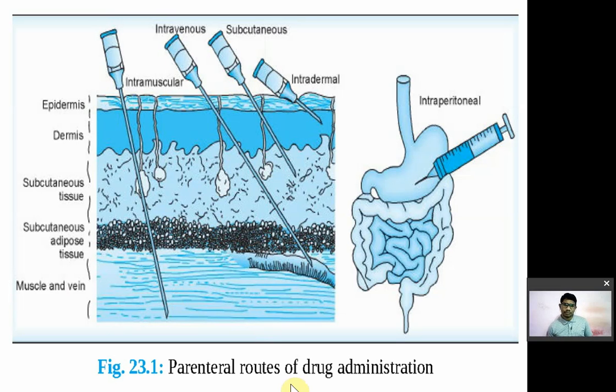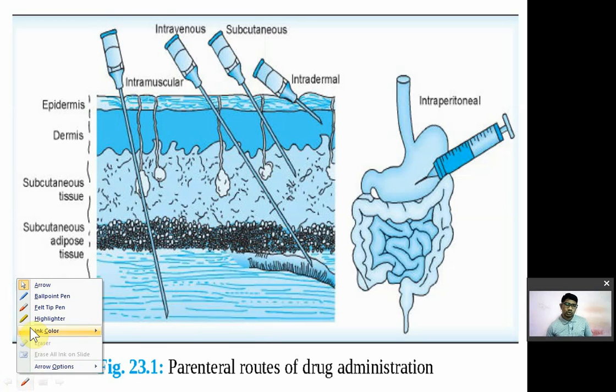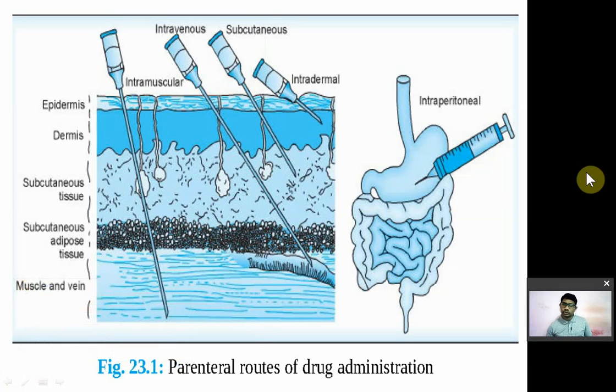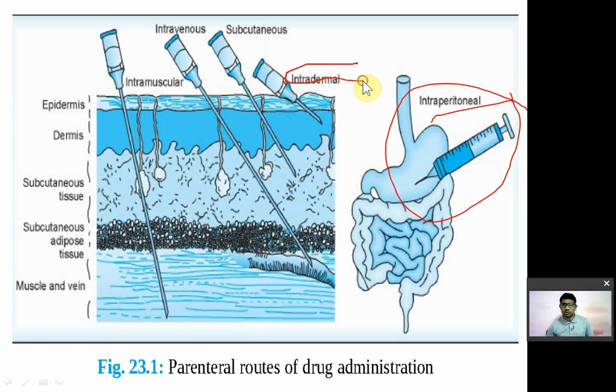For example, intraperitoneal injection. What do you mean by intraperitoneal? Intraperitoneal injection means the formulation is directly injected into the peritoneum, or stomach cavity, as you can see. There are different kinds of injection. For example, intradermal, which we have already seen: injection of a solution, or some emulsion or a little bit of suspension, into the layers of skin, is known as intradermal.